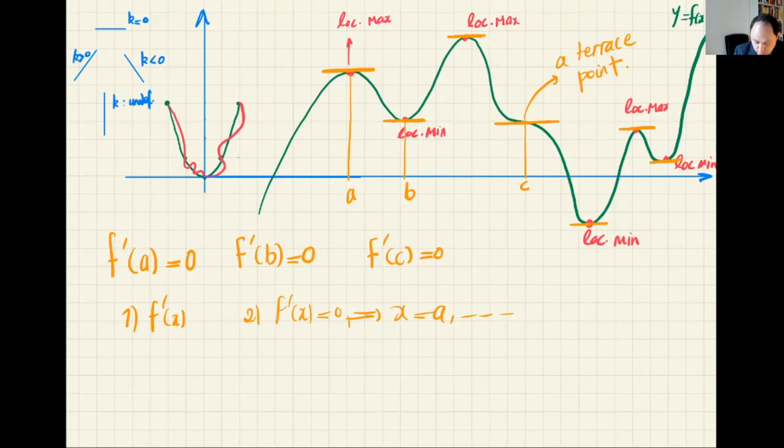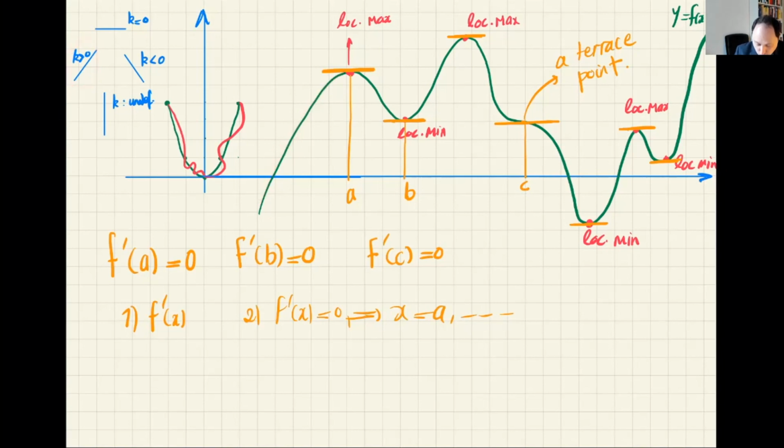Okay, so now let me take this random point. You know that here the function is increasing. Let us choose one point on this portion of the graph and draw the tangent line. You see that the tangent line is of this form. So the slope here is positive.